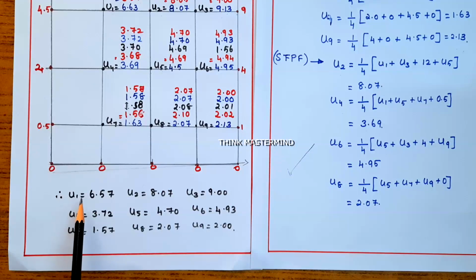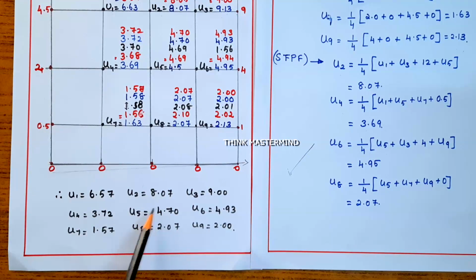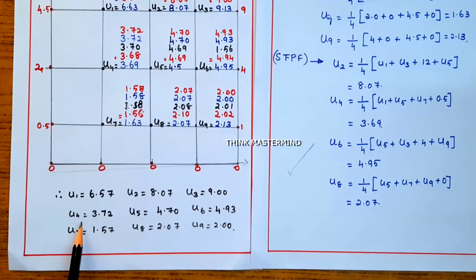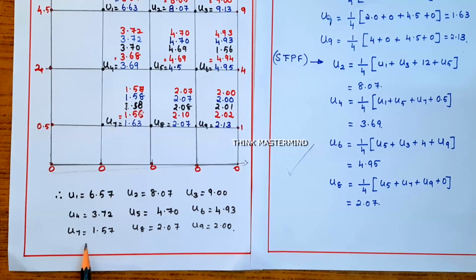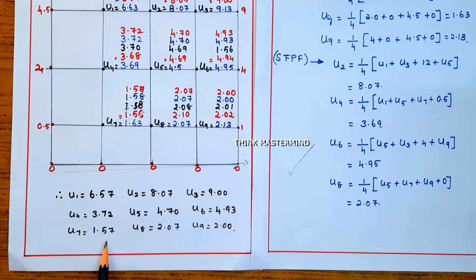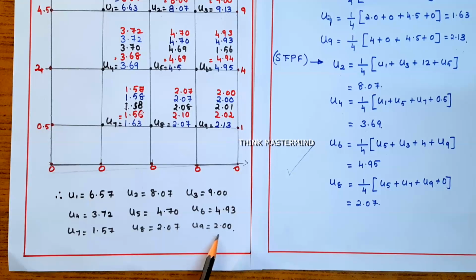Therefore the u values converge at a point. u1 is equal to 6.57, u2 is equal to 8.07, u3 is equal to 9.0, u4 is equal to 3.72, u5 is equal to 4.70, u6 is equal to 4.93, u7 is equal to 1.57, u8 is equal to 2.07 and u9 is equal to 2.0.